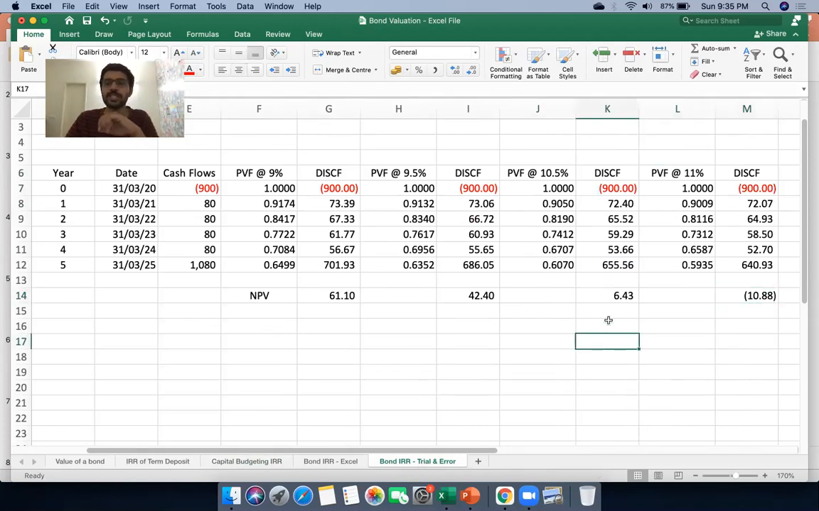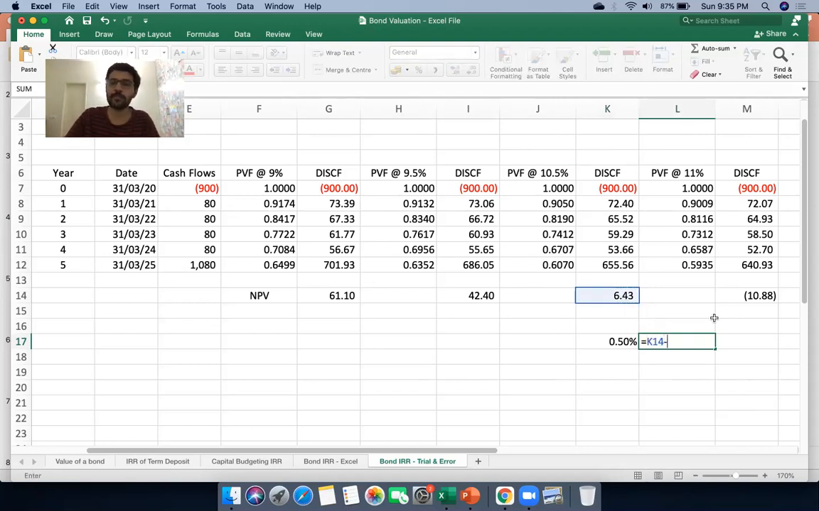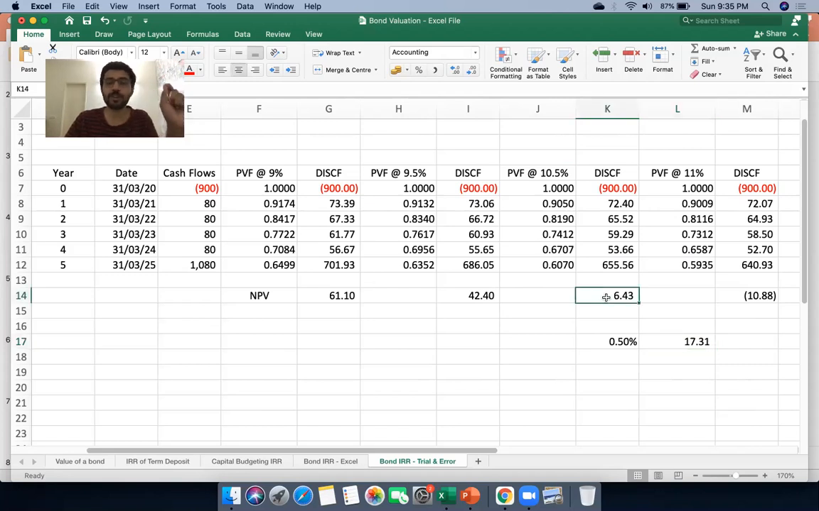What we are going to say is, I have increased the discount factor by 0.5%. When I increase that, my NPV has actually fallen by $17. When I increased the discount factor from 10.5 to 11, my NPV fell by $17. How is it $17? I had a positive NPV of $6, and now I have a negative NPV of 10.88. Therefore, my NPV has actually fallen by $17.